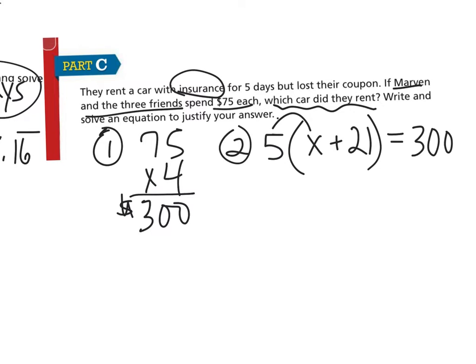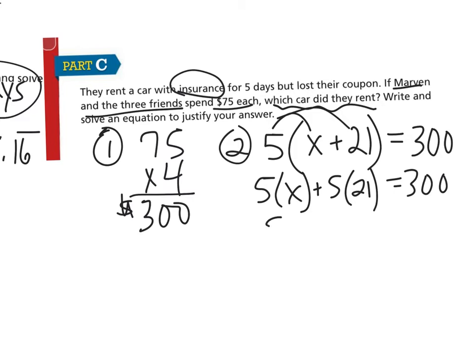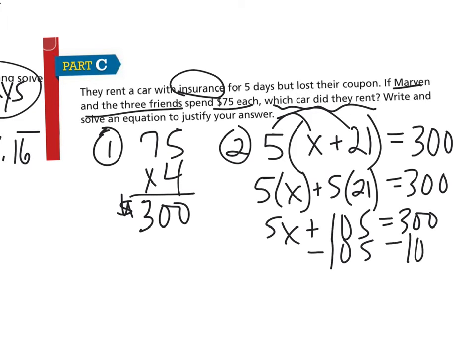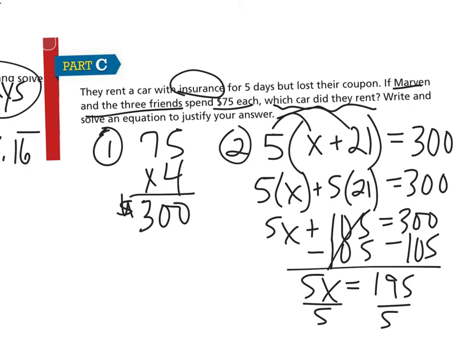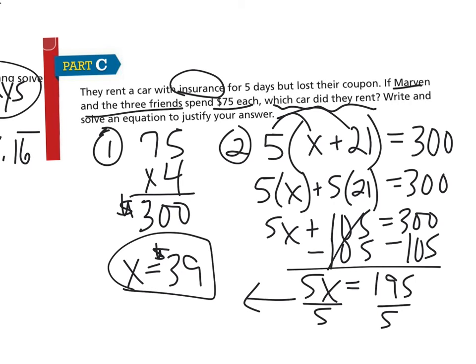So this time we would need to distribute. We do 5 times x plus 5 times 21. 5 times 21 is 105. And then we've got a 2-step equation. They're adding, so we can subtract. They're multiplying, so we can divide. And when we divide that, we'll get 39. So that means $39 is their rate. $39, that's the rate for the small car. So they must have rented the small car in this case.